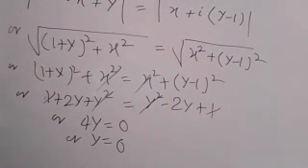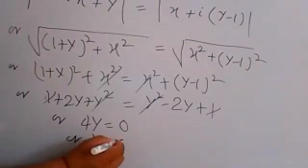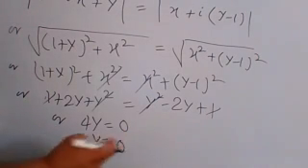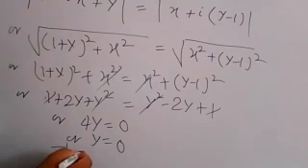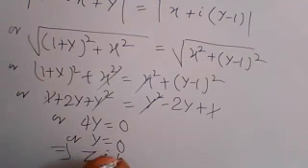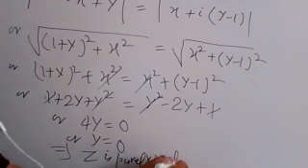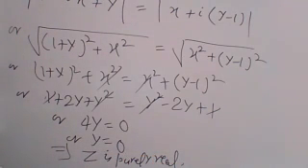So here you see that for the complex number x plus iy, y is equal to 0 means what? Its imaginary part is 0. So this implies what? z is purely real. So this proves that the complex number is purely real because its imaginary part y is equal to 0.